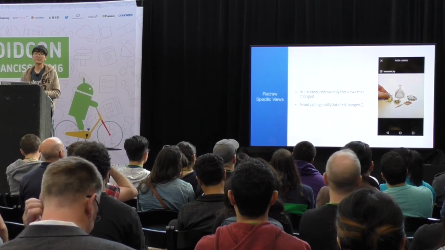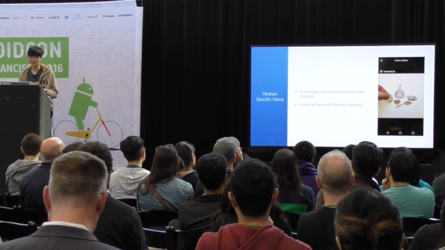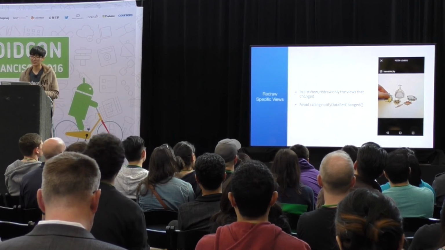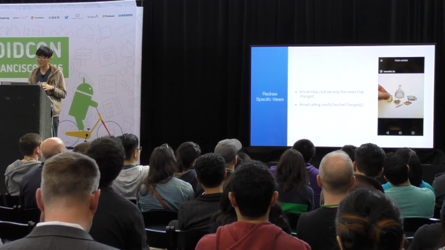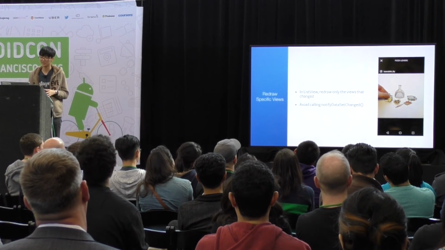Now we also need to be mindful of what we're redrawing on screen. We should only be redrawing the views that changed and avoid any unnecessary work on views that didn't change. For a list view, this means updating only the views that we need to instead of just calling notify dataset changed, which updates the entire list view.